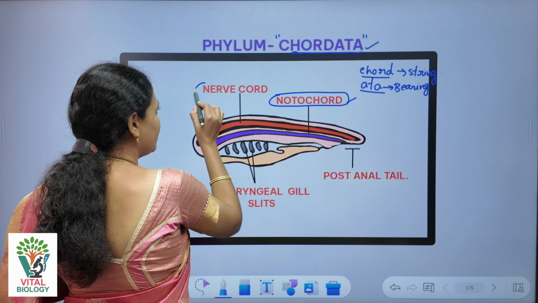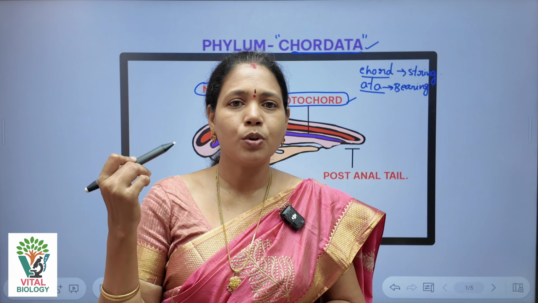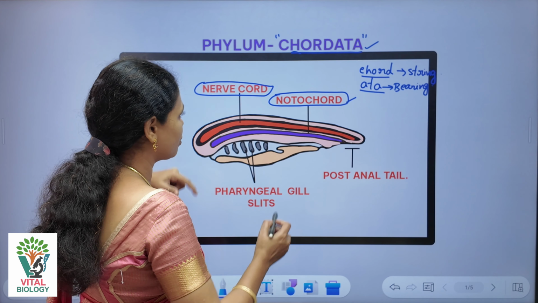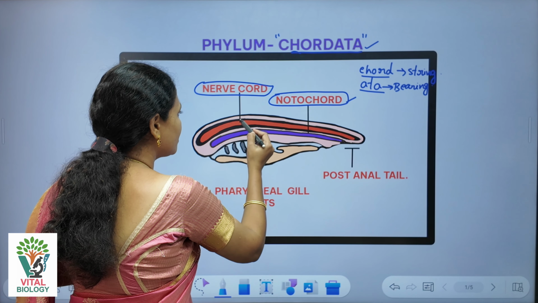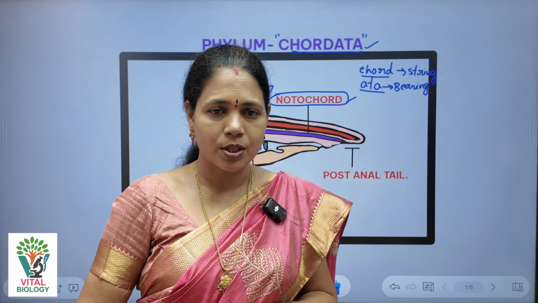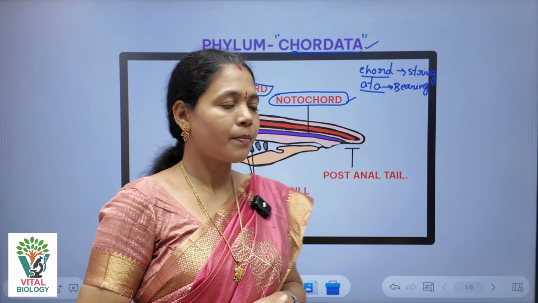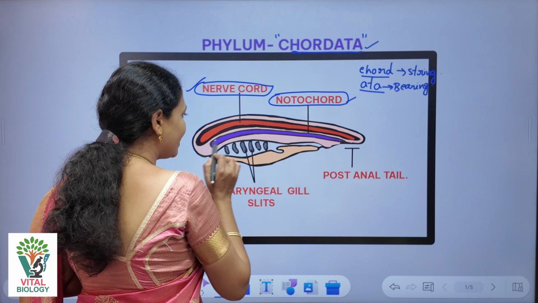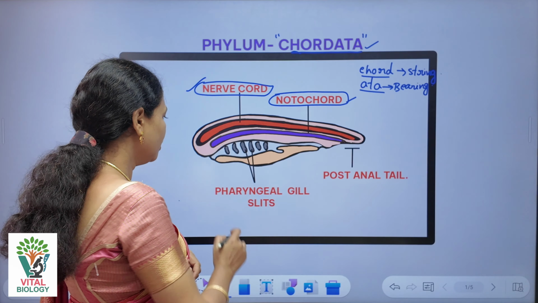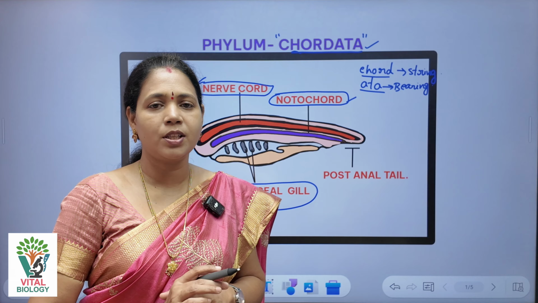Along with the notochord, another fundamental feature is the nerve cord. The nerve cord is also towards the dorsal side, just above the notochord. This nerve cord develops into the central nervous system. Along with that, the pharynx perforates into gill slits. These pharyngeal gill slits are also one of the fundamental characteristic features of chordates.